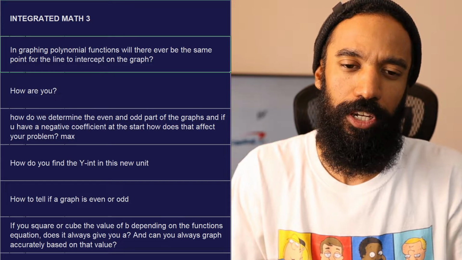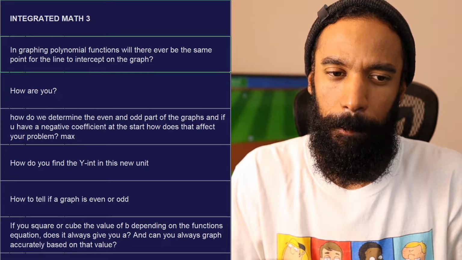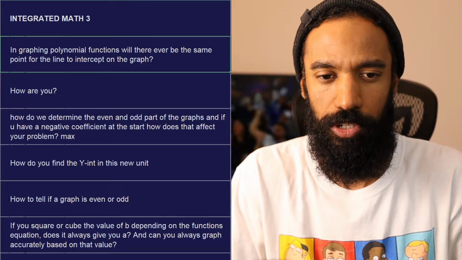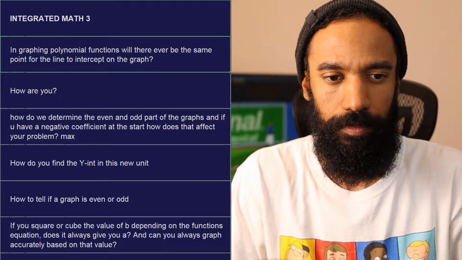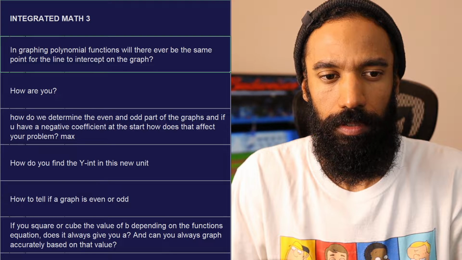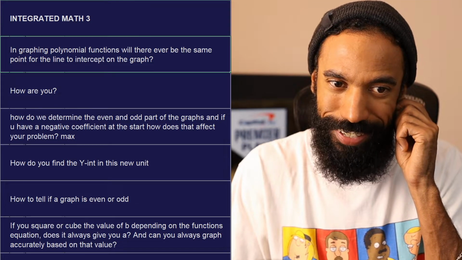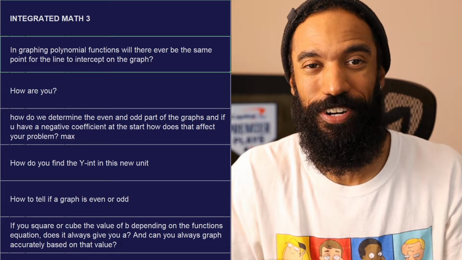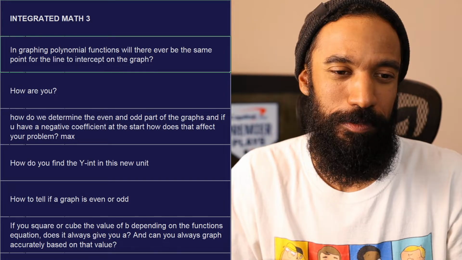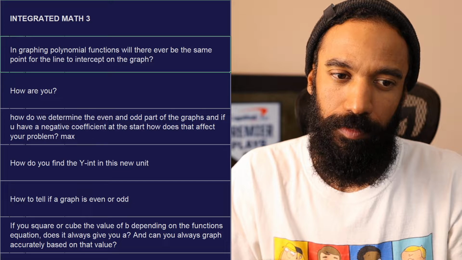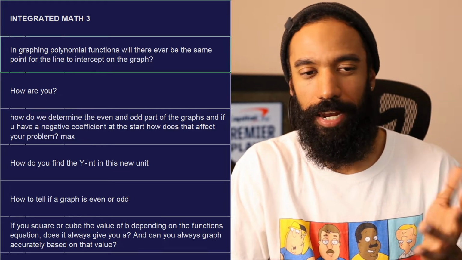All right, in graphing polynomial functions, will there ever be the same point for the line to intercept on the graph? I wish I read this first, actually. Yeah, I don't read these beforehand. So point for the line. So for line, I assume they mean a curve.